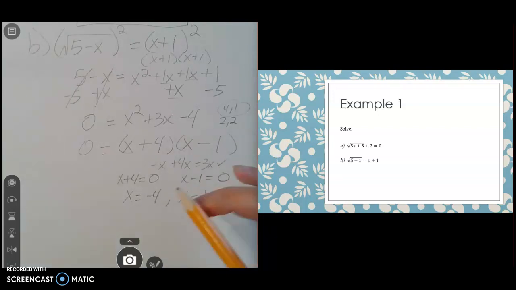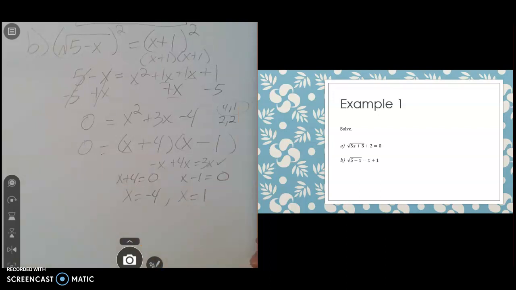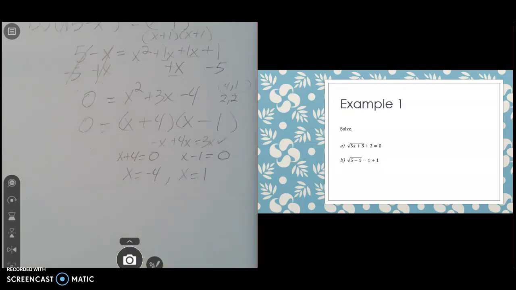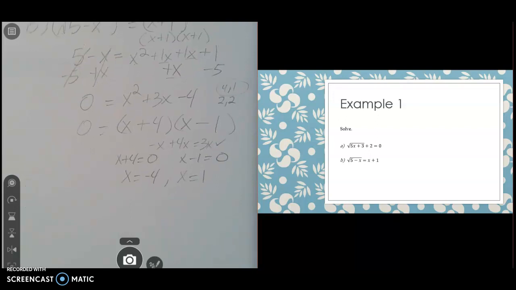Okay? So I've got two solutions. Sometimes we will get two answers for these and they're both going to work. Sometimes only one of them works and sometimes neither of them works. So I need to check to see if they work or not. And how do I check them? I check them in the original equation.